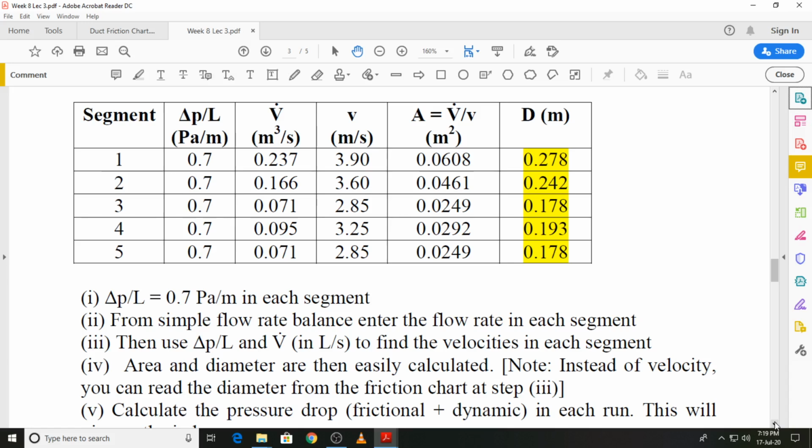This time what will be different is that the velocities are different, and of course the frictional pressure drop is different, although it's the same in all of the segments, but it is not the same as it was in the velocity method. So now let's just look at the values of the velocity that we have got over here for various segments, 3.9, 3.6, etc. And again I will go back to the friction chart and verify these values.